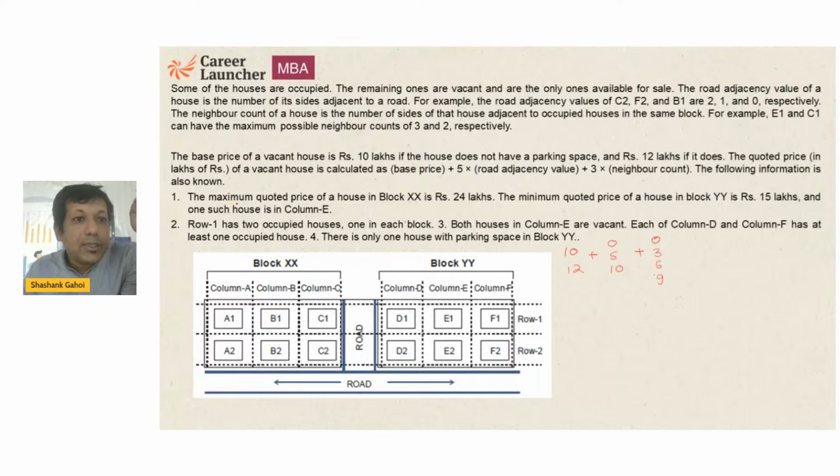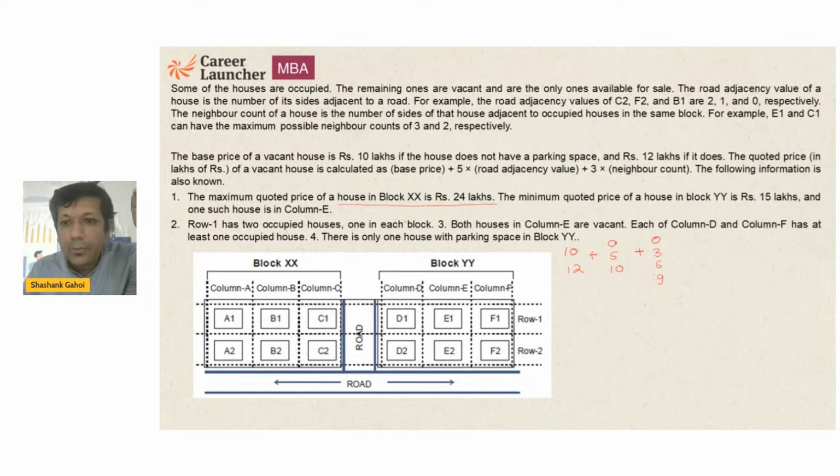Okay. The maximum quoted price of a house in block XX is 24 lakhs. I need to make 24 lakhs. So 10 plus 0 plus 0 is 10. 10 plus 5 is 15. 15 plus 9 is 24. That is one possible arrangement. Now 10 plus 10, I can't add any number so that it becomes 24.